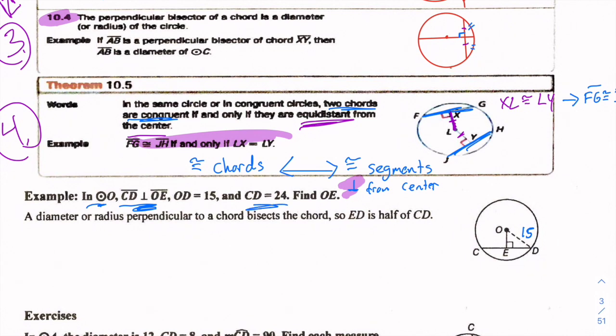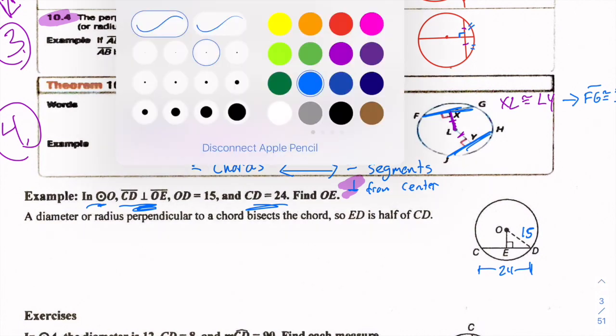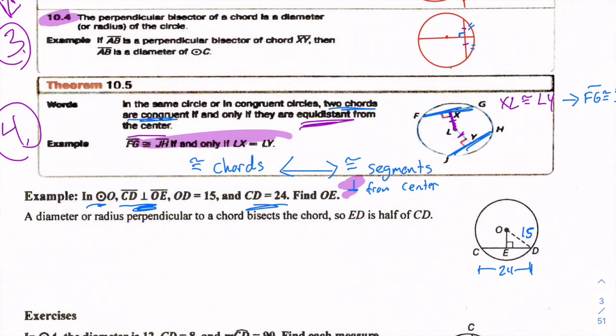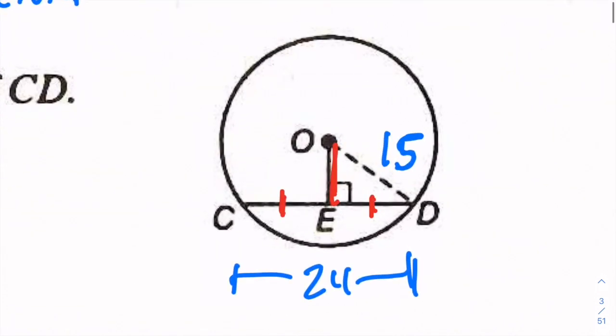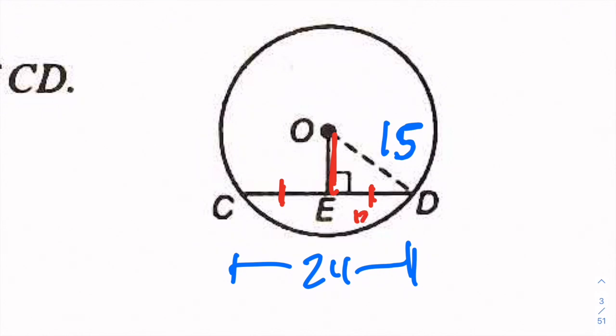Okay, CD is 24. This whole thing is 24. Find OE. A diameter or radius perpendicular to the chord bisects the chord. We know that this is perpendicular, thus CE is congruent to ED. We know CD, the whole thing, is 24. So ED is just 12, right? Just half of it.